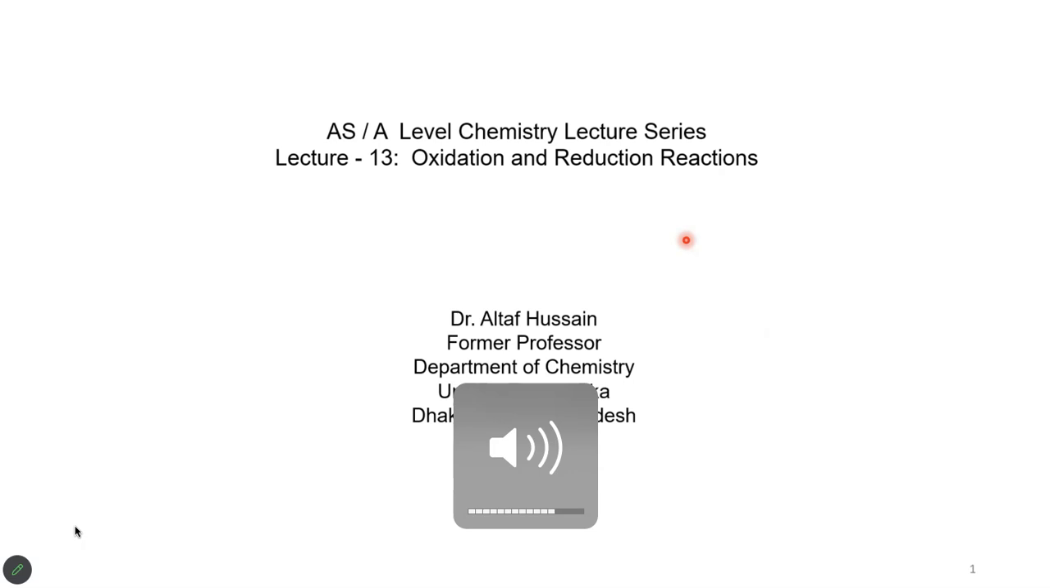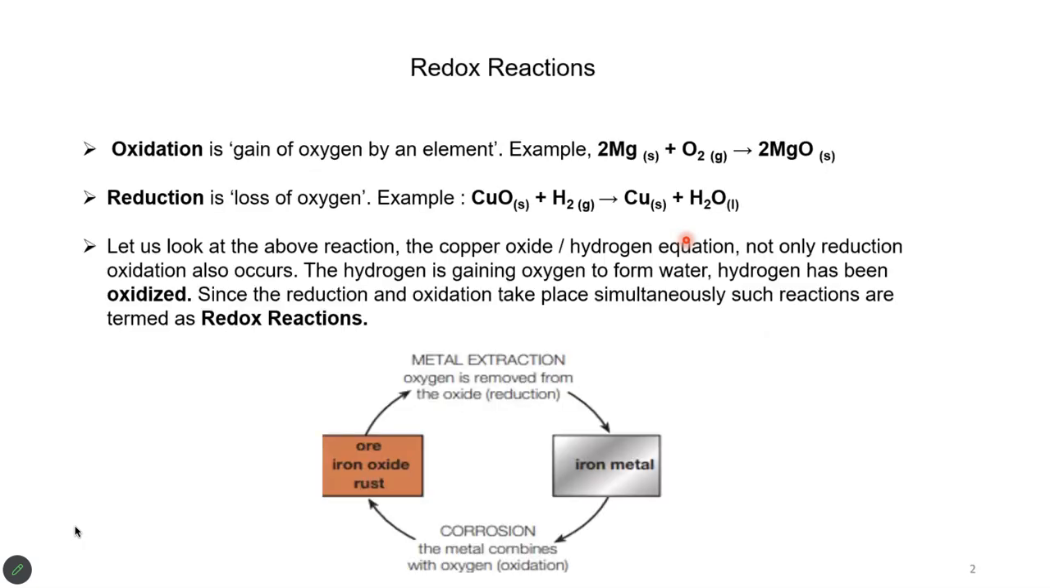This is the 13th lecture of the AS and A-level chemistry lecture series, and we will discuss oxidation reduction reactions in this lecture. In the AS and A-level syllabus, we see this chapter as Redox 1 and Redox 2 respectively. This is a very important reaction, and it is taken into consideration in all branches of chemistry, for example, inorganic, physical, organic, and analytical chemistry.